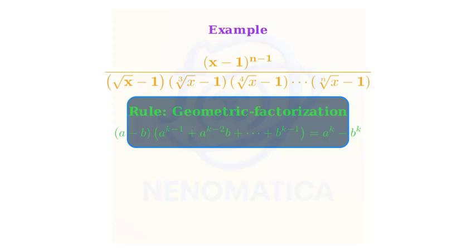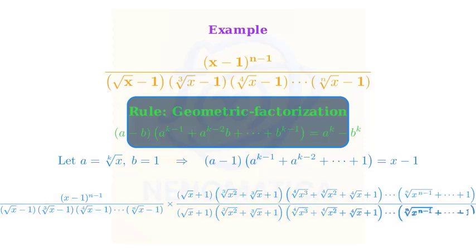k minus 2 b, and so on, plus b to the k minus 1, equals a to the k minus b to the k. Here a is the kth root of x, and b is 1, so a to the k is x, and the entire right side becomes x minus 1. Now multiply numerator and denominator by the product of all needed sums. This is 1, because the same product appears in numerator and denominator.